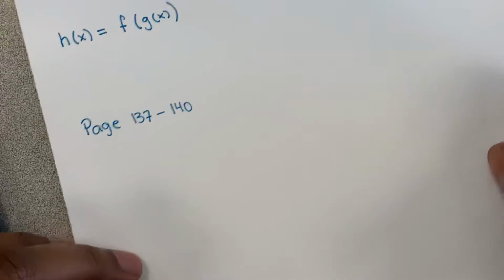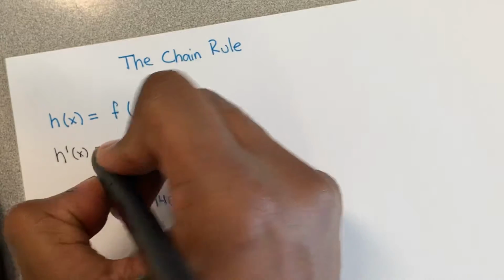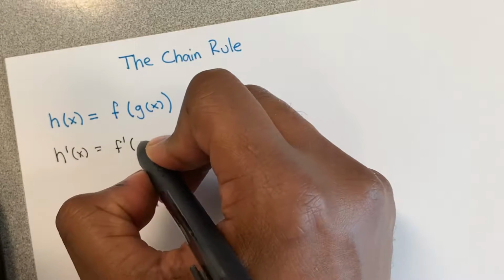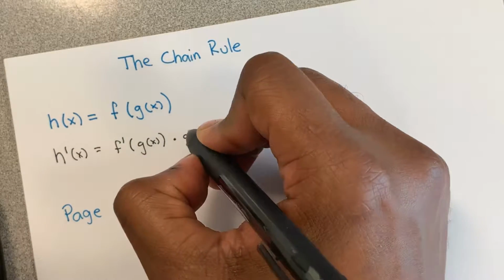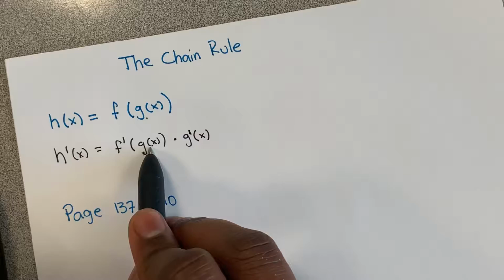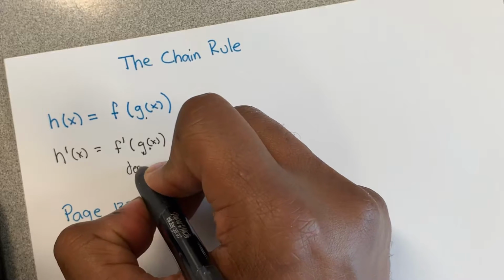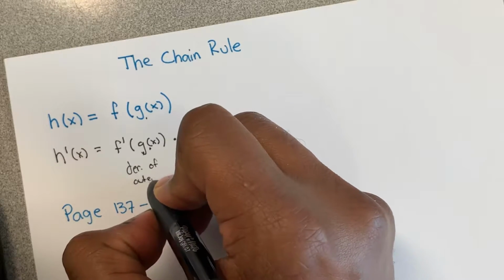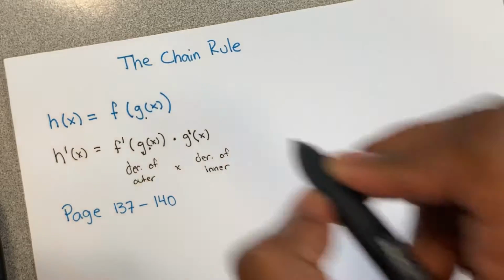And so what we learned in class was that the derivative of a composite function, which is what the chain rule derives, is the derivative of the outermost function times the derivative of the inside function. Notice we did not change the input. The input here was g of x, the input here is g of x, and then we multiply by the derivative of the input. So we're going to call this derivative of outer times the derivative of the inner function.